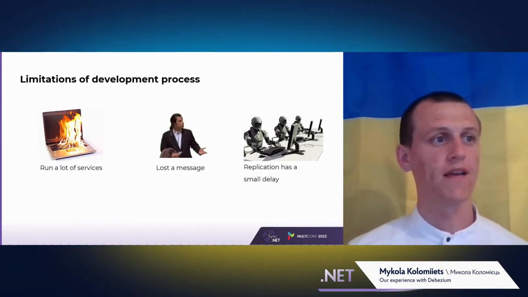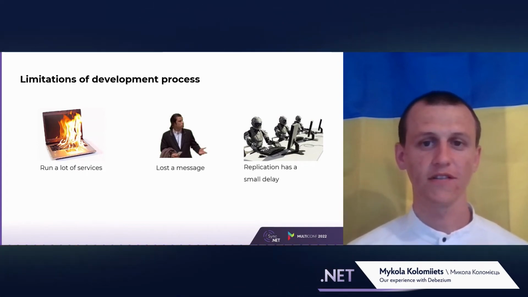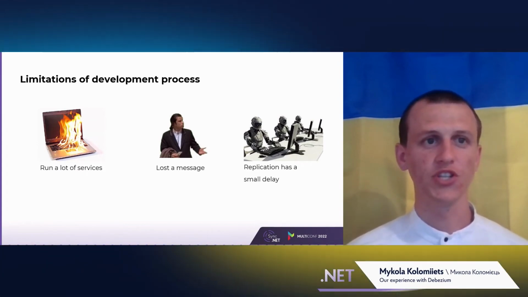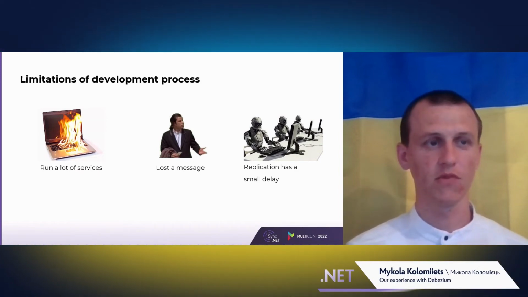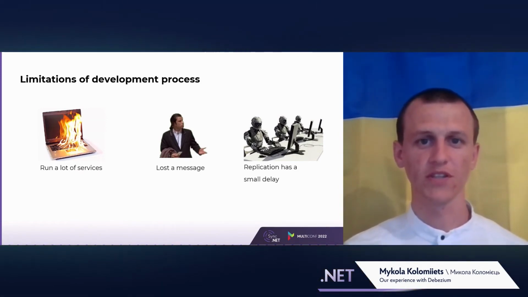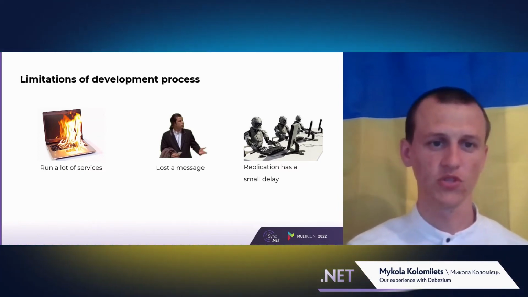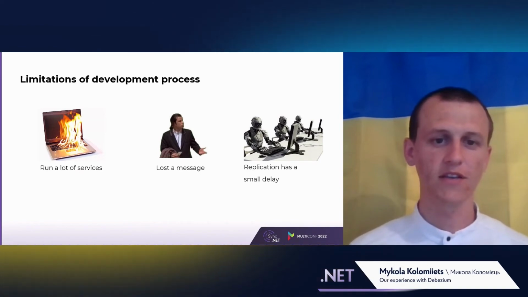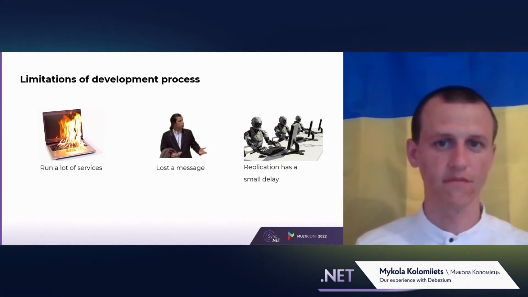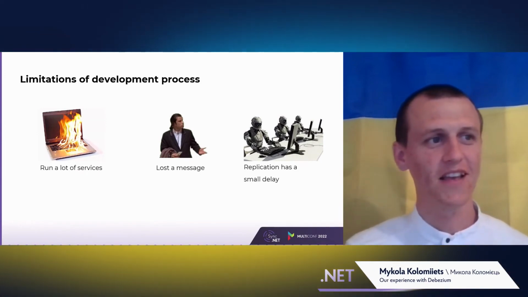First, it runs a lot of services. So for working on some feature, for example, an order, we need to run the services for creating this order. It is product, user, inventory, credits, and something else. It is a big list.